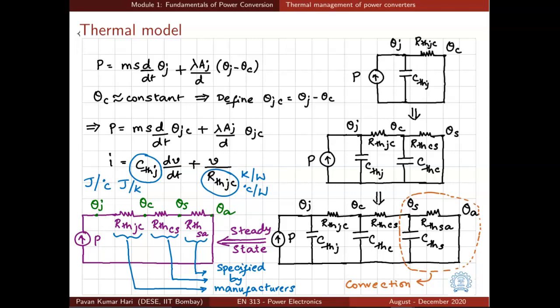That means the difference between the temperatures theta j and theta a is limited to some given specification by the manufacturer. For example, at an ambient of 50 degrees, our power loss should not raise the junction temperature to more than 100 degrees centigrade. With such restrictions, we can come up with the value of RthSA, and by knowing the value of RthSA, we can go to the manufacturer's data sheet and choose the required heat sink.